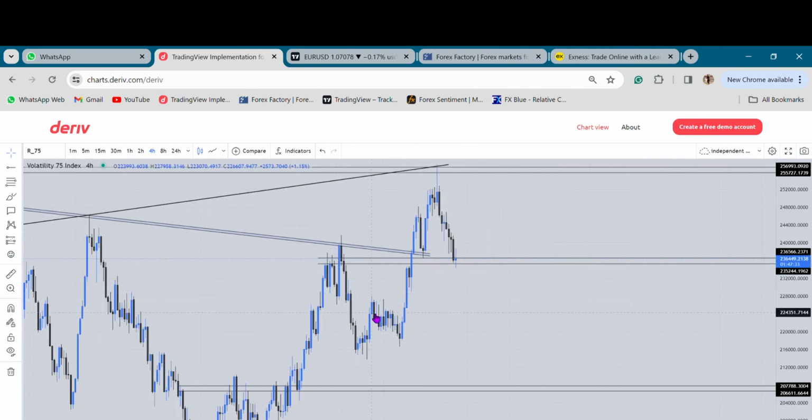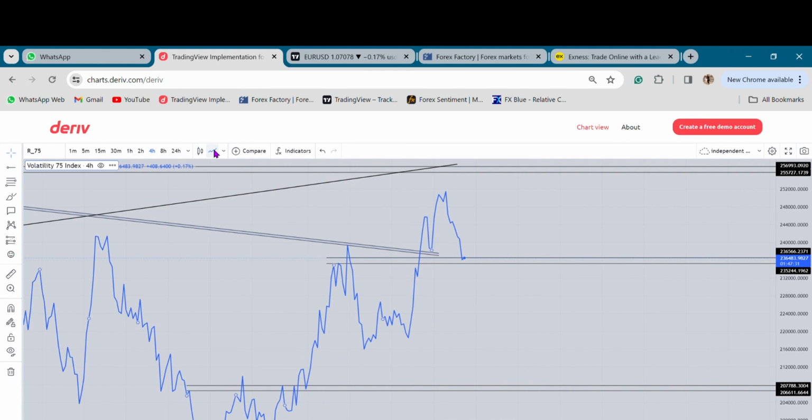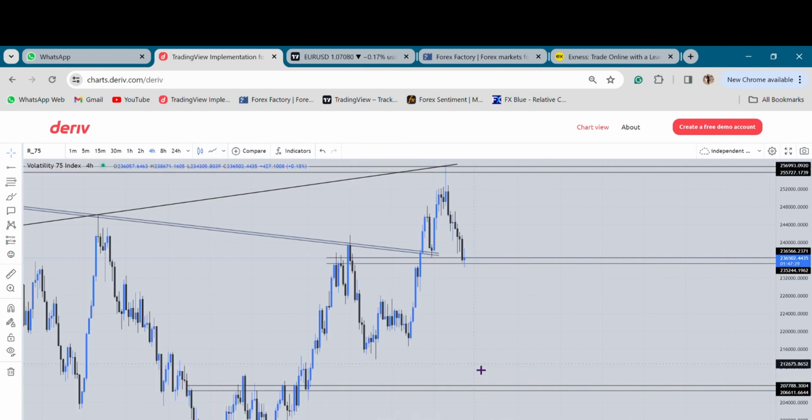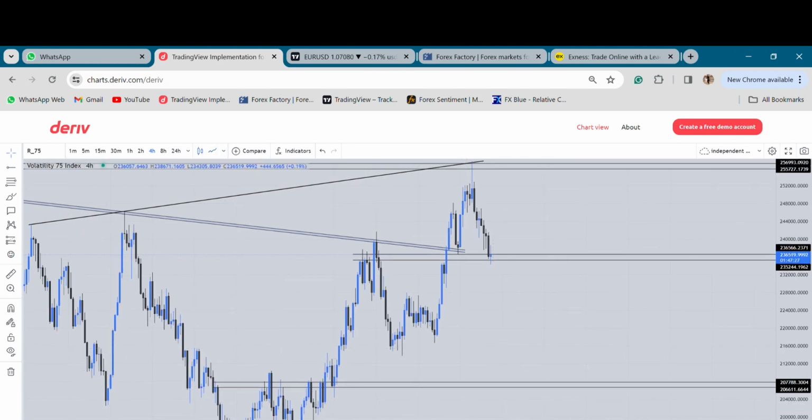It was a very nice structure. If you use your line chart, you'll see that it was a head and shoulder, but it failed. A lot of people were trapped around this area because they took sales. You really need to understand your candlestick behavior and candlestick pattern.